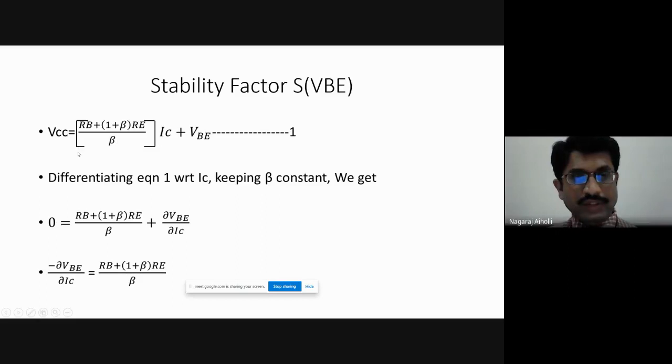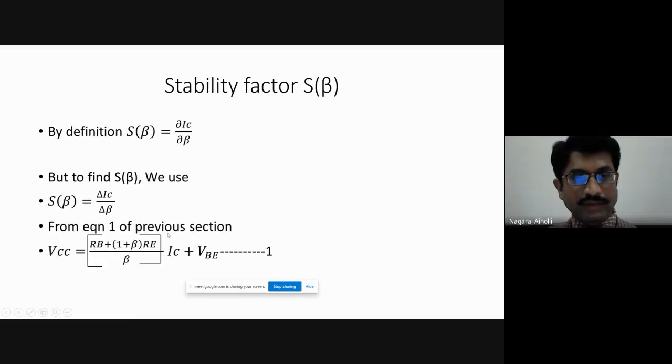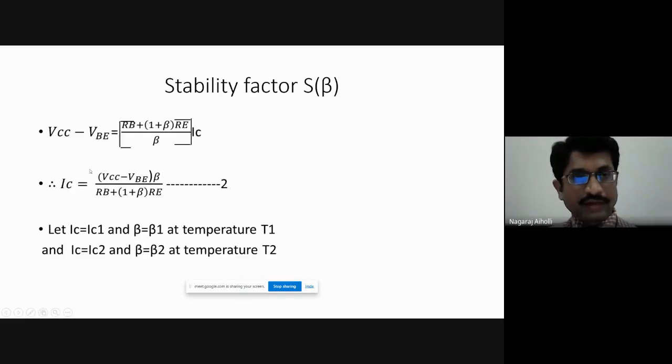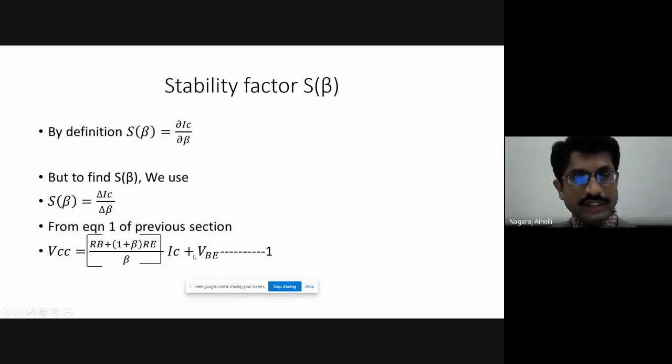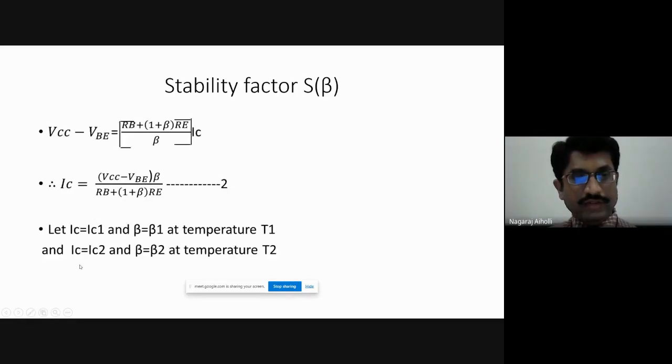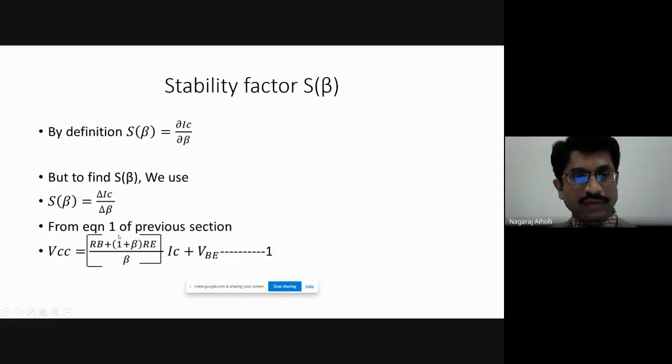Okay, VCC is equal, this is for the input loop of the emitter bias circuit. VCC is equal to RB plus (1 plus beta) into RE divided by beta, the whole multiplied by IC, plus VBE. We'll take the same equation here, the same equation that we have considered. Then I can write this as VCC minus VBE. This VBE, I'll take it to the other side. It will be minus VBE. So I get VCC minus VBE is equal to RB plus (1 plus beta) into RE by beta, the whole multiplied by IC.